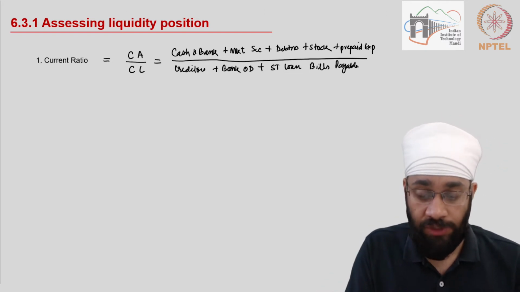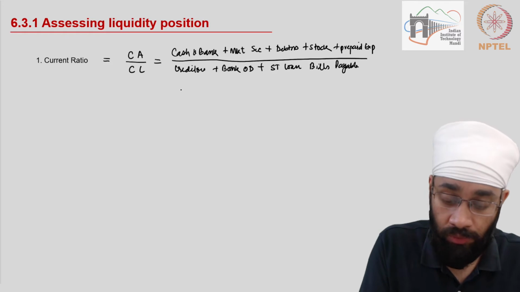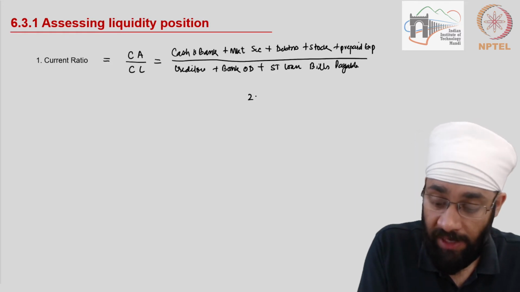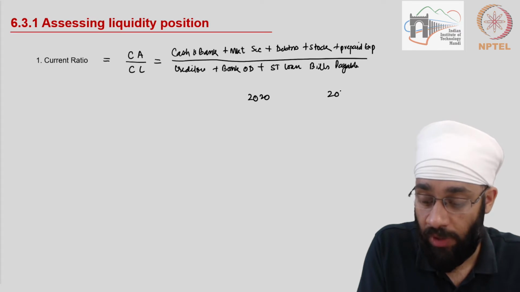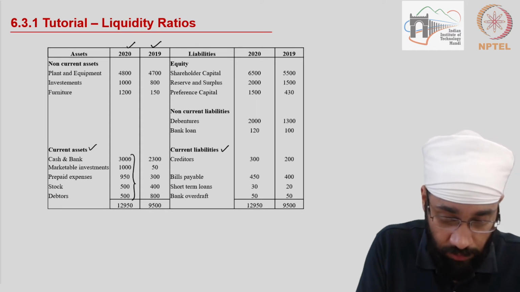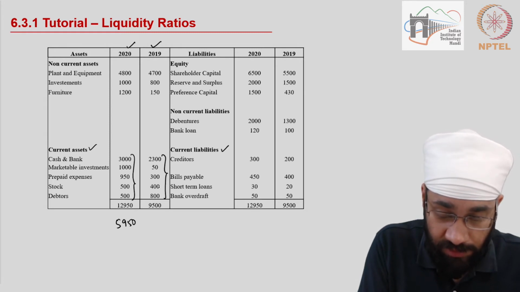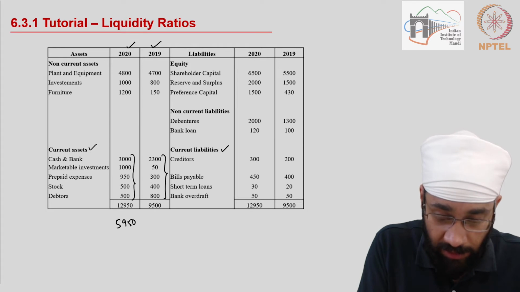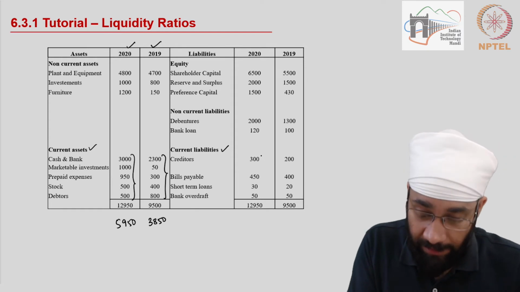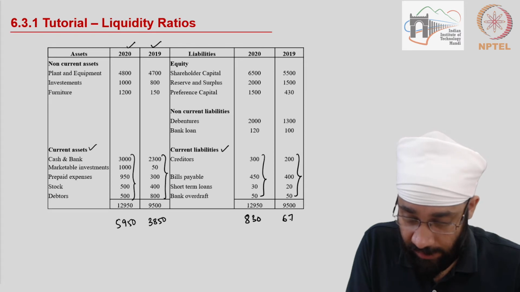This is the detailed expression of the calculation. So we have to now add these numbers, and we have to do that for 2 years. We have 2020 and we have 2019. So let's look at year one. Here this total will come out to be 5,950. For 2019, the total will come out to be 3,850. Here, the current liabilities, this total will come out to be 830. This will come out to be 670.